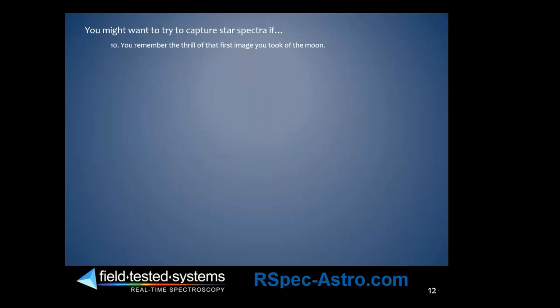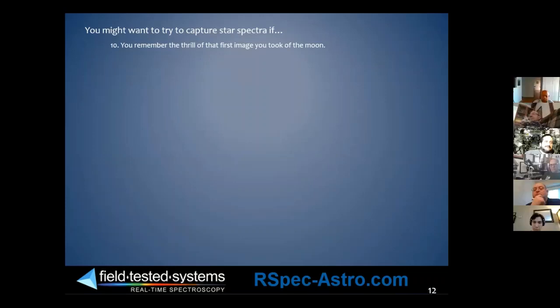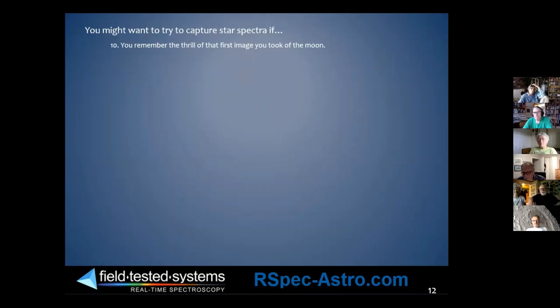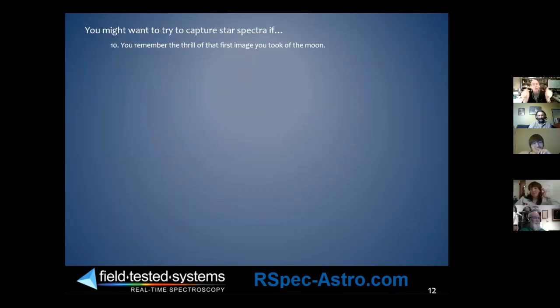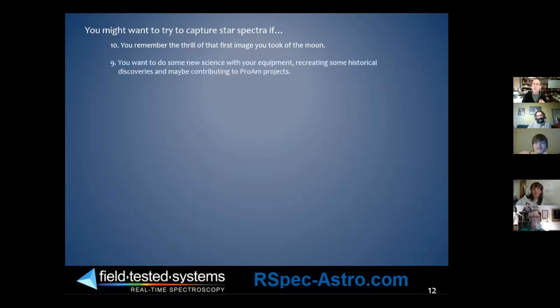So remember that thrill, that first moon image you took? It was blurry, it was overexposed, but for you, it was like the Mona Lisa. You were showing it to everybody you could find. It was gorgeous. And when you take on something new, like spectroscopy, you get to recapture that thrill of excitement and discovery. Maybe you want to do some new science, recreate some of the historical discoveries, and even contribute to some of the pro-am projects that are going on.